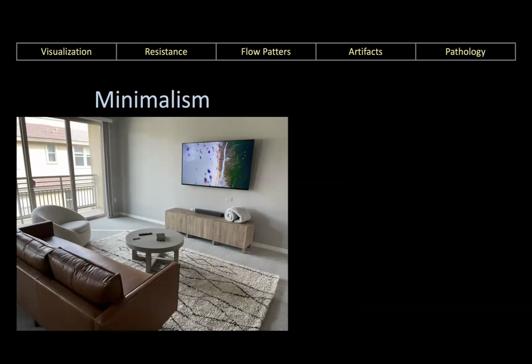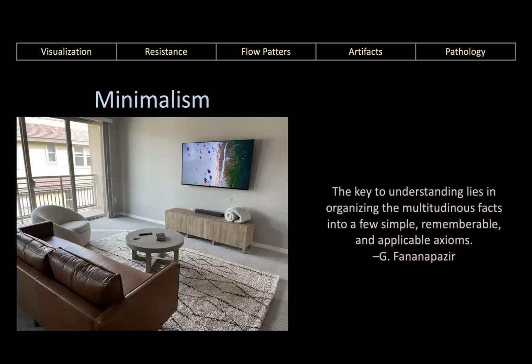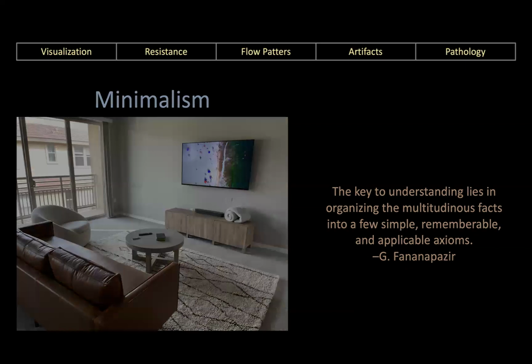So here's an image of the condo I was living in when I was living in Arizona, and it kind of displays my approach to life in general, which is a minimalism approach. I like to have just few things, and the same applies to my approach to teaching. When you're trying to understand something as complex as vascular ultrasound, what are the few things that we really need to understand so that we can put them together to understand more complex processes? So, what I like to say is the key to understanding lies in organizing the multitudinous facts into a few simple, rememberable, and applicable axioms. And so that's what we're going to do here.